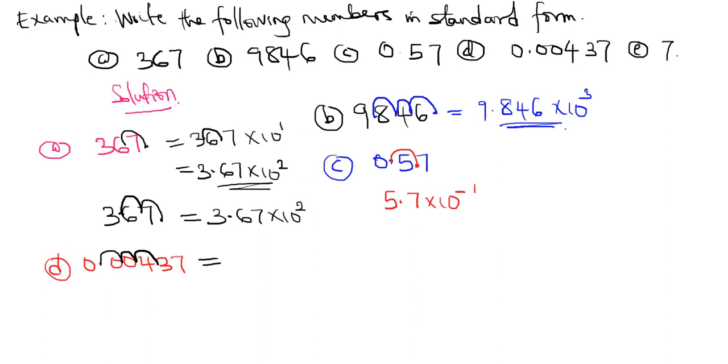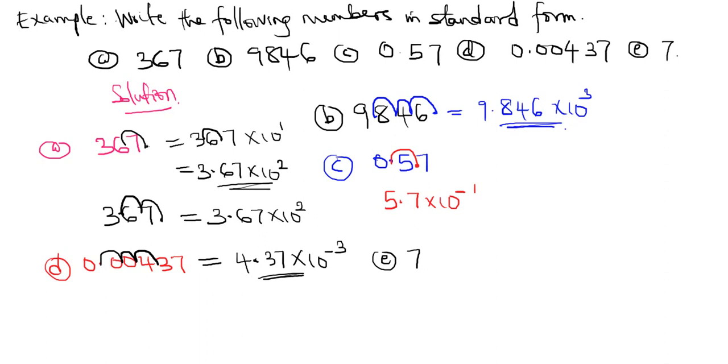And in that case, you are going to have it as 4.37 times 10 raised to power minus 3. That's your answer, as you can see. Then we have the last number there, which is our E, and this is 7.